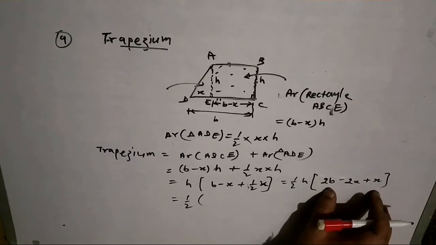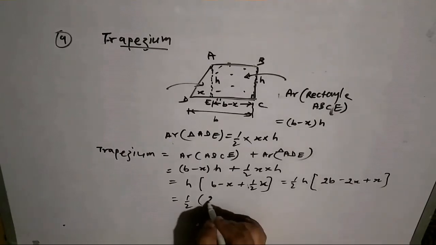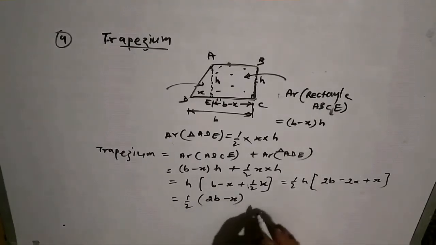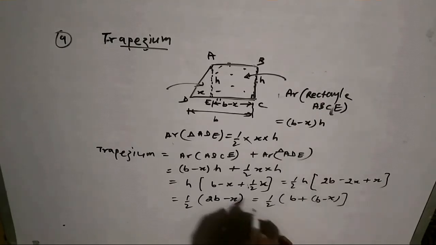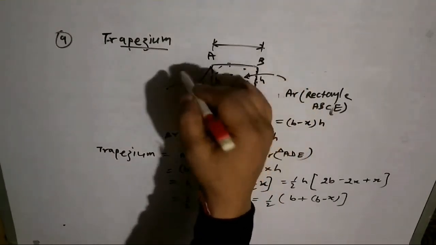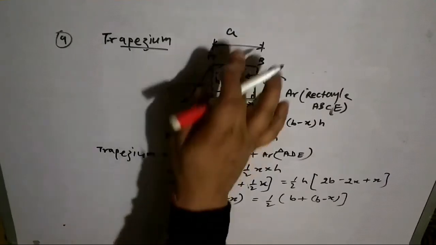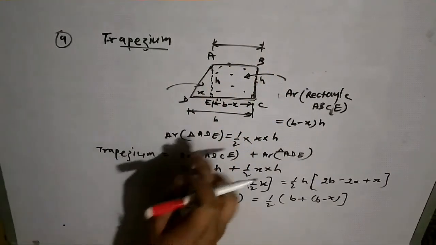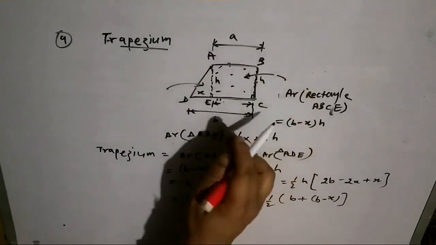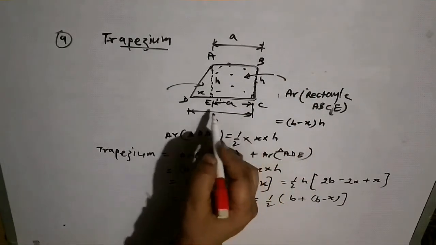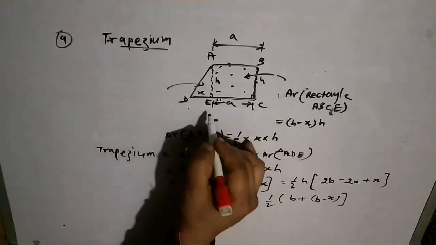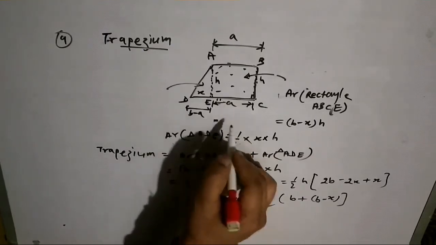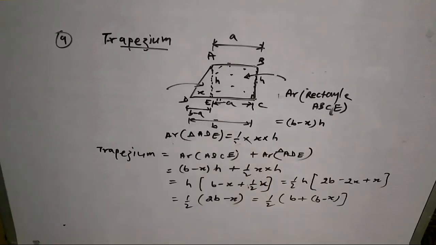This basically can be written as 2b minus x, which is nothing but 1 by 2 b plus b minus x. Suppose this length is a, and that length is also a, and suppose the whole length is b, so that would be b minus a. Okay, that would be b minus a if it is b, right? Simple.